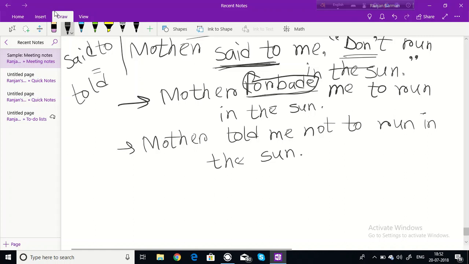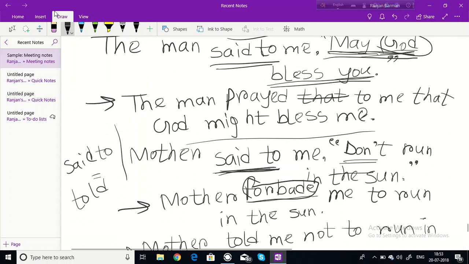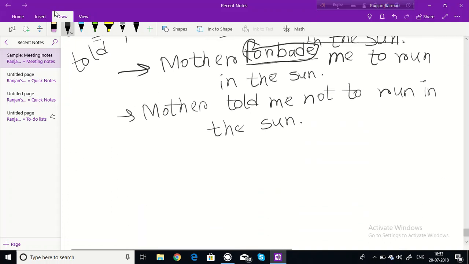Can we write advised me? Like mother advised me not to run in the sun. Yes, and in this sentence my mother is advising me, giving advice to me, and if we can identify this sentence, then we can write this. But if we are not sure about forbade or advised, then we should write told, and if we want to, write ordered. Yes, ordered.